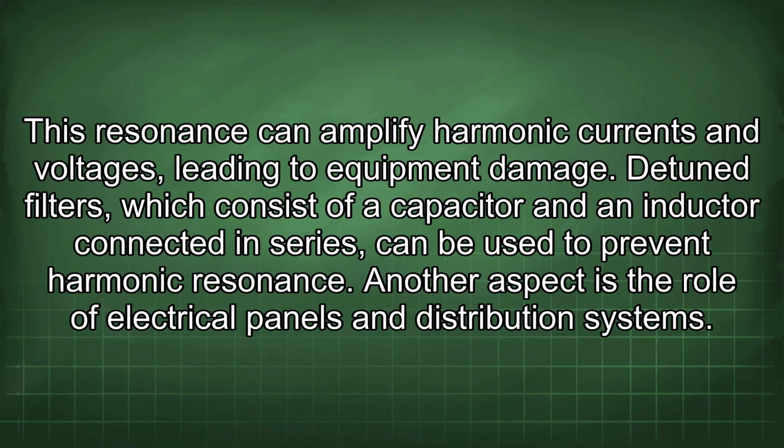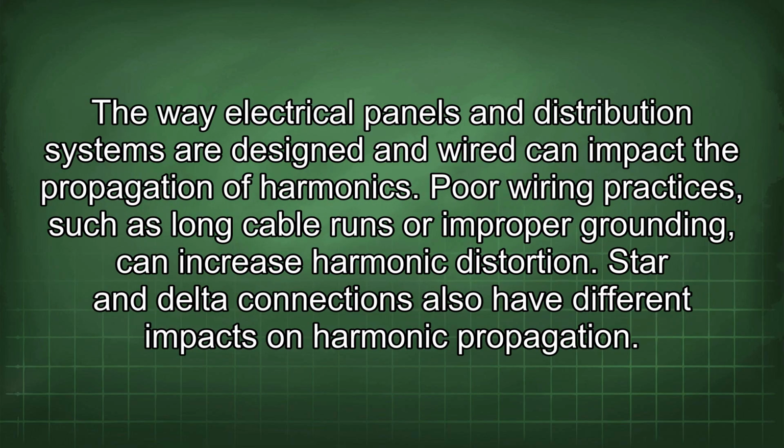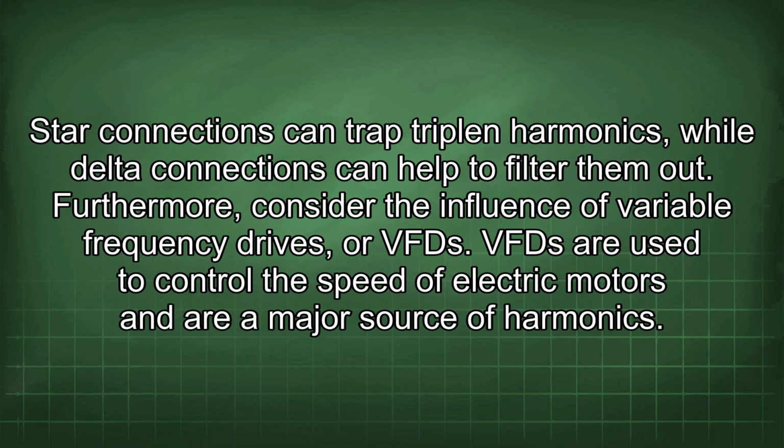Another aspect is the role of electrical panels and distribution systems. The way electrical panels and distribution systems are designed and wired can impact the propagation of harmonics. Poor wiring practices, such as long cable runs or improper grounding, can increase harmonic distortion. Star and delta connections also have different impacts on harmonic propagation. Star connections can trap tripling harmonics, while delta connections can help to filter them out.